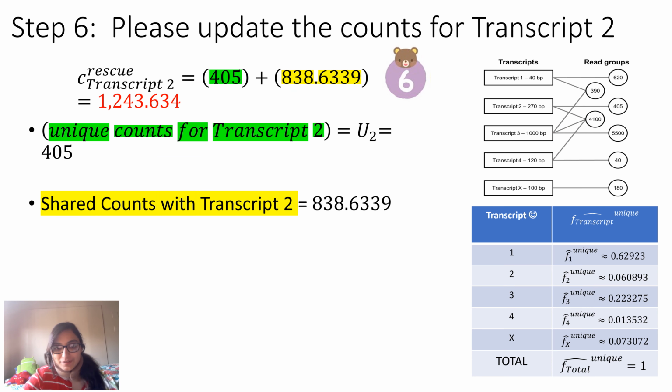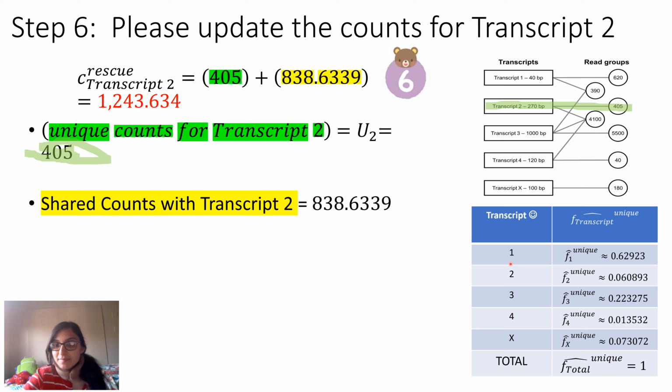So now, 405 again is the unique count for transcript 2. We have this value here for transcript 2, the U2 that we got, and the shared count we just found is 838. So out of this 4,100 that's shared between the 3 groups, about 838 of them go to transcript 2. If we compare the values for groups 2, 3, and 4, that could be a little bit surprising. Why does it get such a low number out of 4,100?